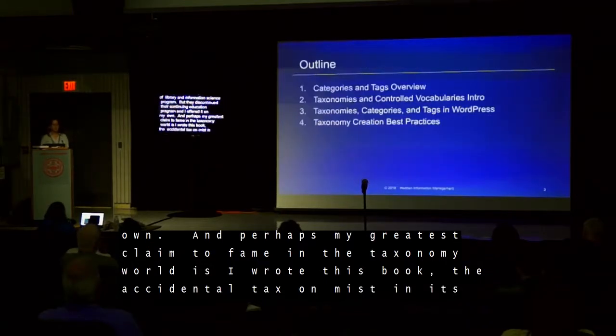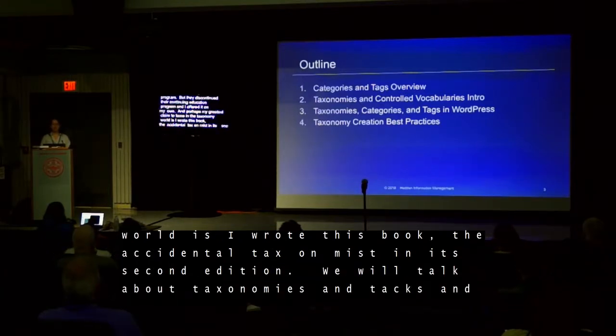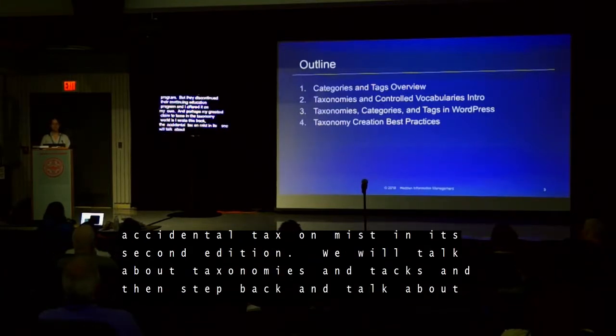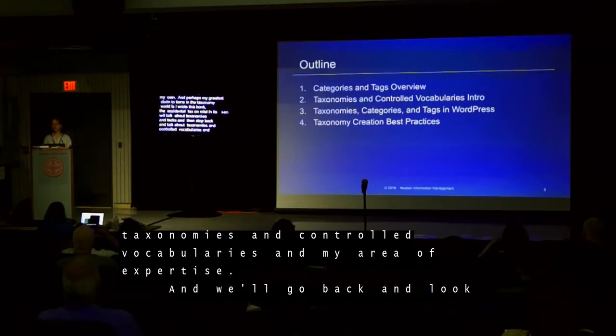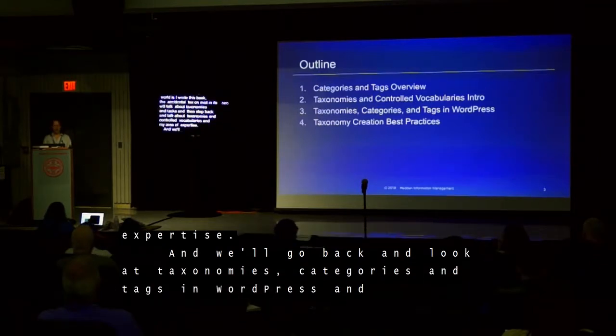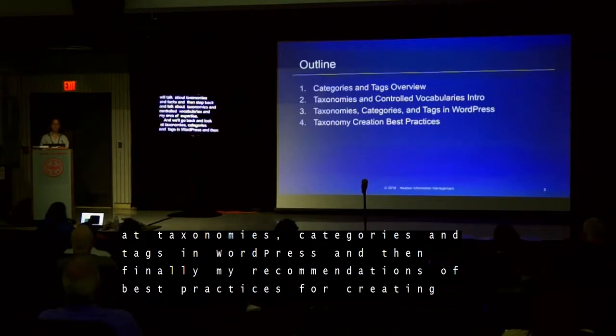This is my outline. We'll talk just a little bit about categories and tags at the beginning, because I'm sure we all have some familiarity with that. And then I'm going to step back and talk more about taxonomies and controlled vocabularies, what they are, my area of expertise. And then we'll go back and look at taxonomies, categories, and tags in WordPress. And then finally, my recommendations of best practices for creating taxonomies.